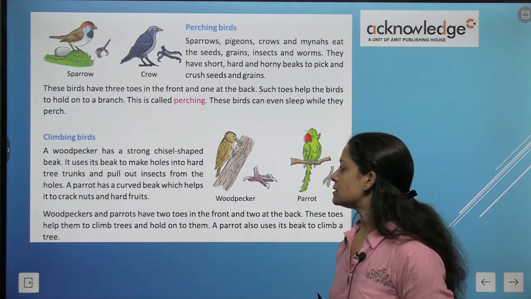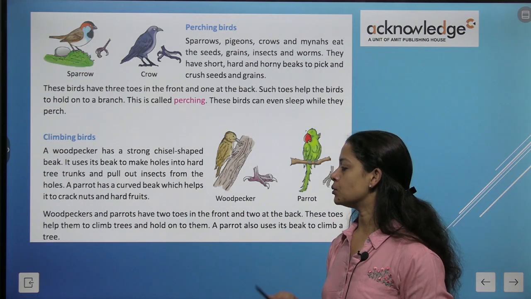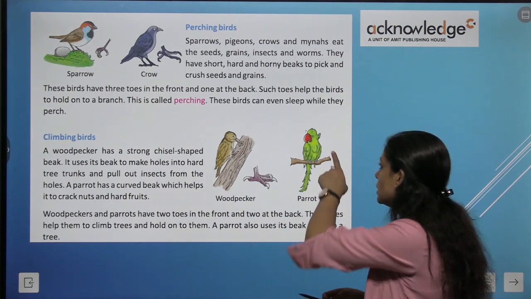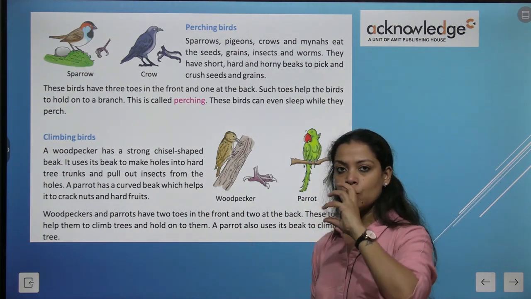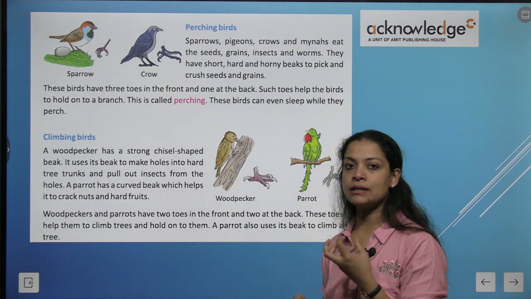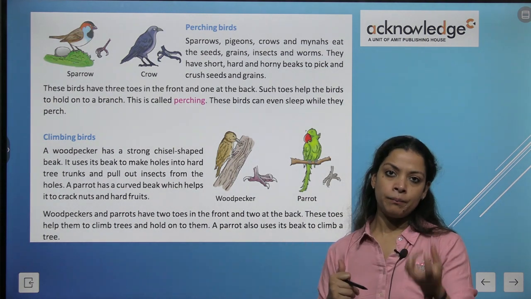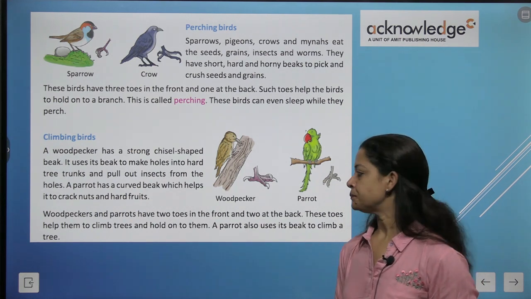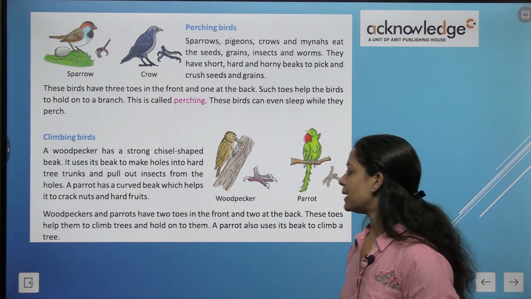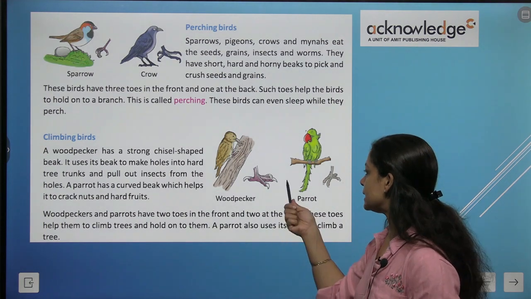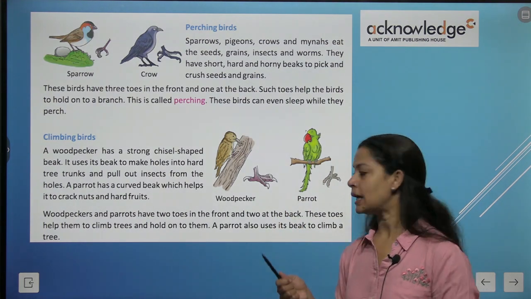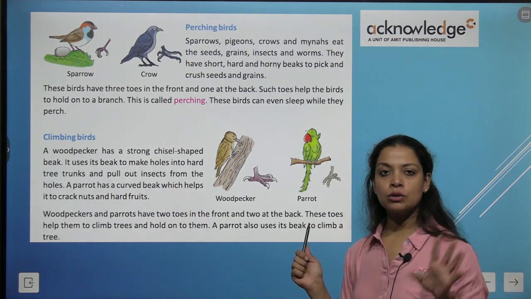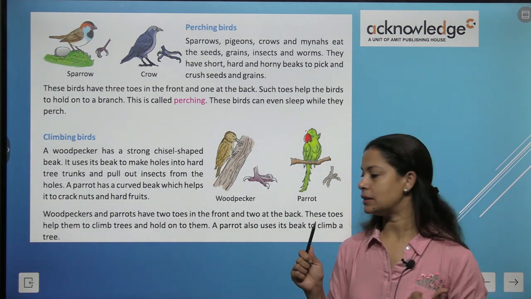A parrot has a curved beak which helps it to crack nuts and hard food. See, parrot का इस तरह से hooked and hard shaped beak होता है, so that it can feed on guavas, on fruits that they like, and nuts. Alright, woodpeckers and parrots have 2 toes in the front. इनके कितने toe होते हैं? 2 at the front and 2 at the back. Total they have 4, 2 at the front, 2 at the back.